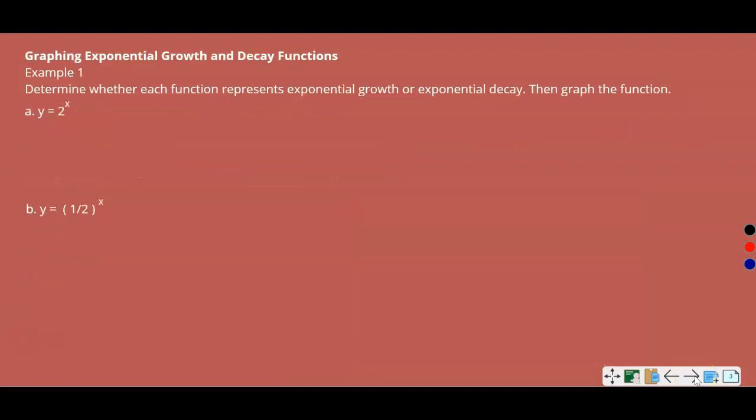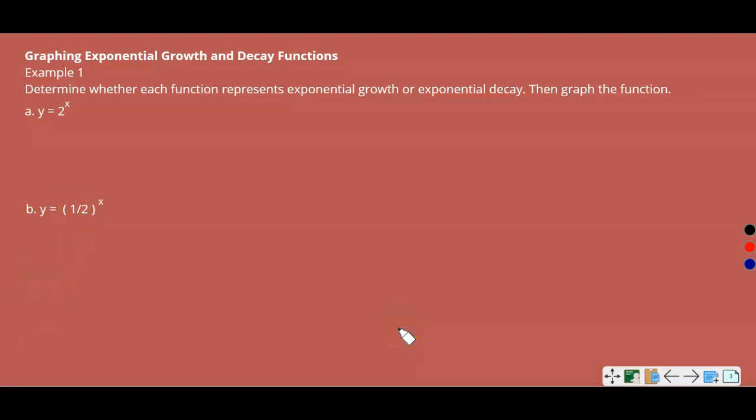Example 1, graphing exponential growth and decay functions. Determine whether each function represents exponential growth or exponential decay. Then graph the function. All right, so we can see here that the base is 2. That's greater than 1, so this is going to be an exponential growth function. For part b, 1/2 is between 0 and 1, so this one would be an exponential decay function.